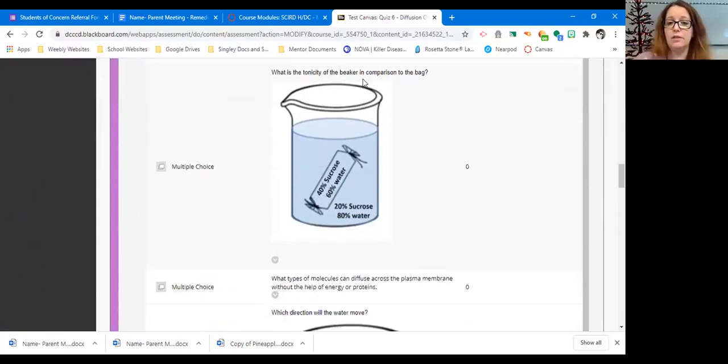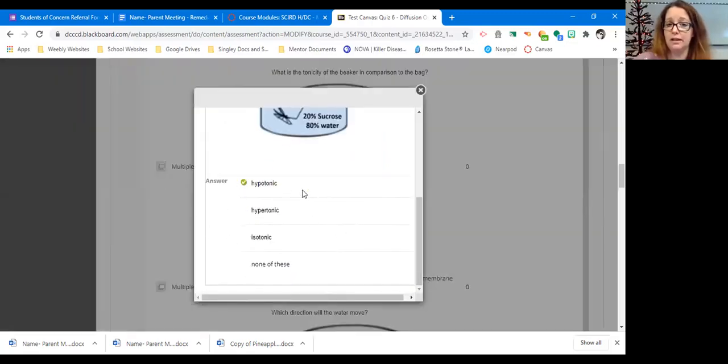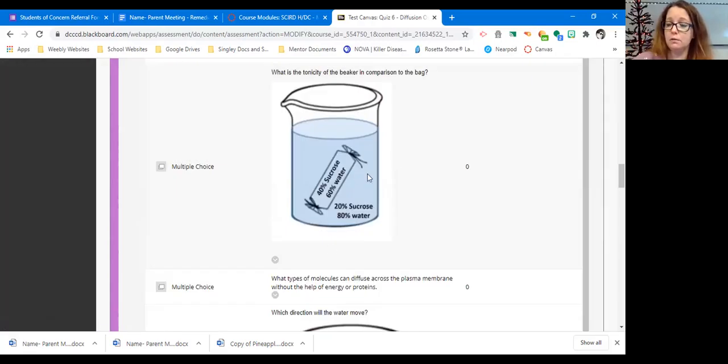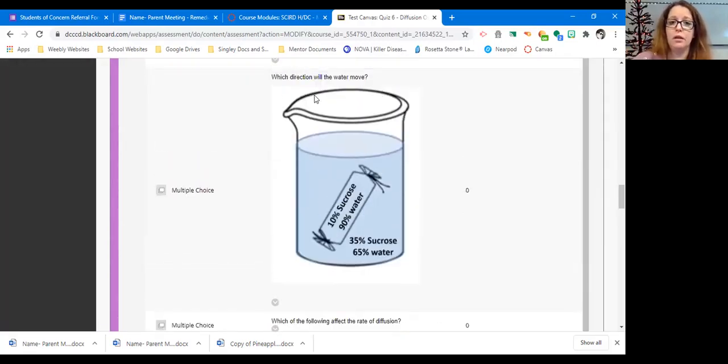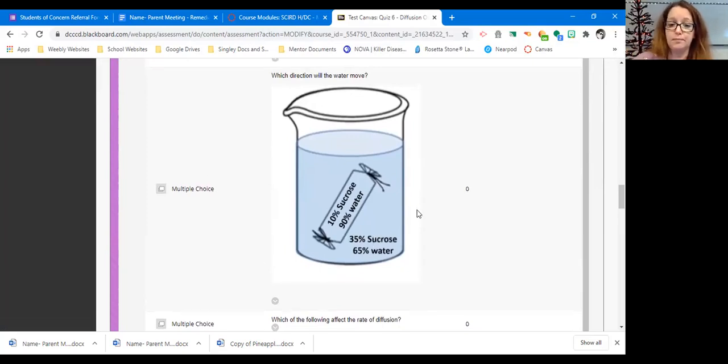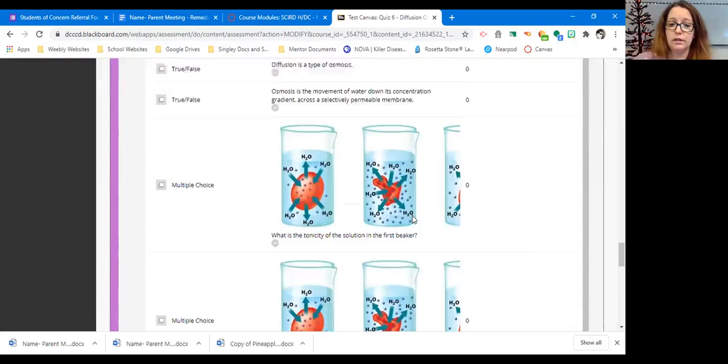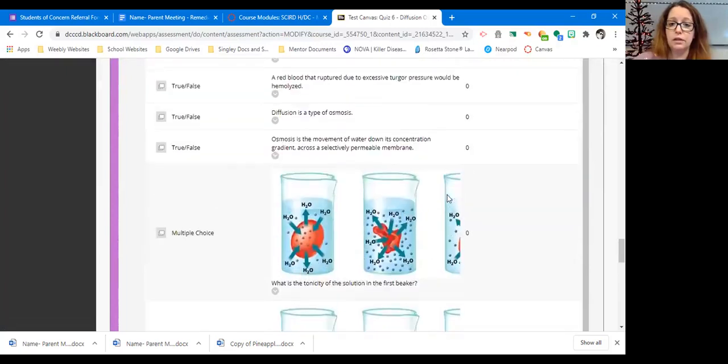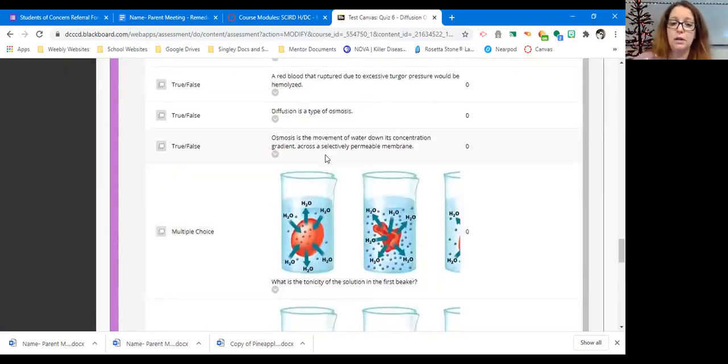What is the tonicity of the beaker in comparison to the bag? The beaker has 80% water. The bag has 60% water. This should be hypotonic, and it is. The bag has more water, it's hypotonic. Which direction will water move? There's 90% water in the bag, there's 65% water in the beaker. The water will move from bag to beaker, etc., etc.